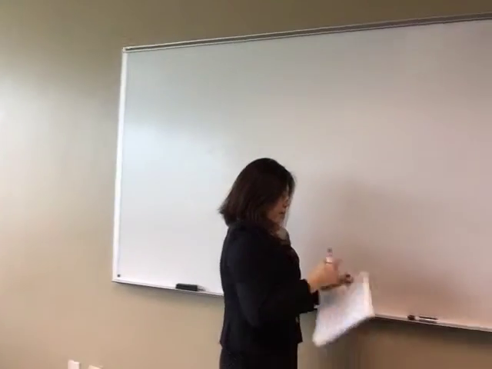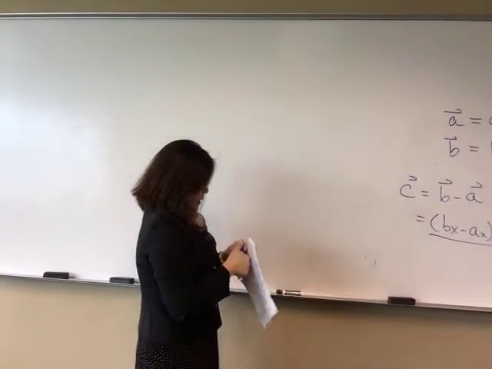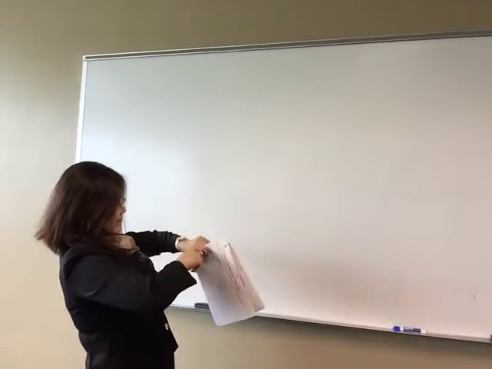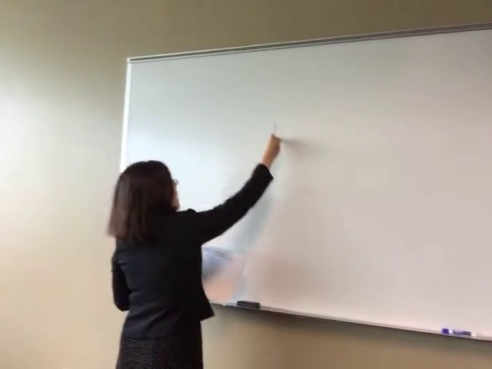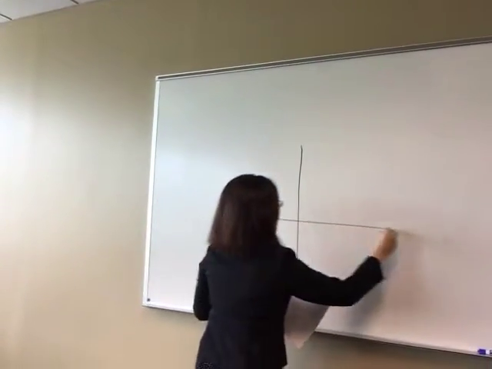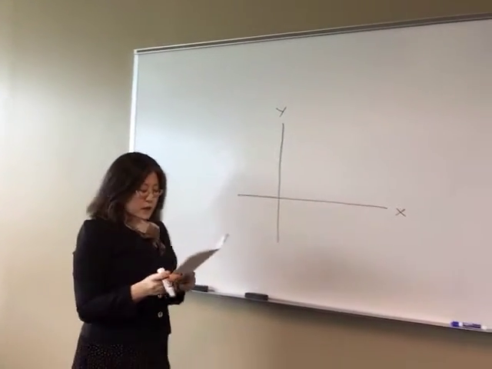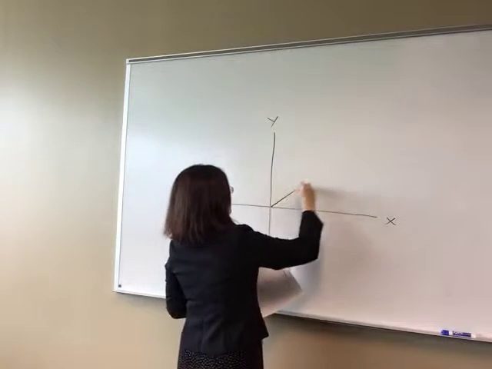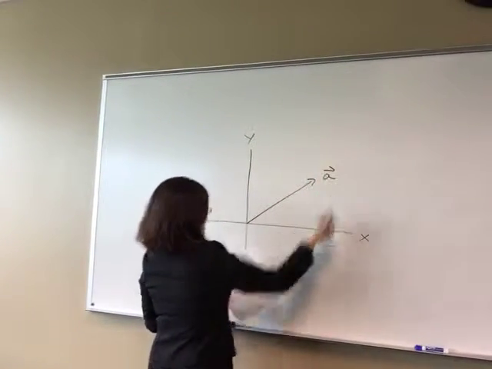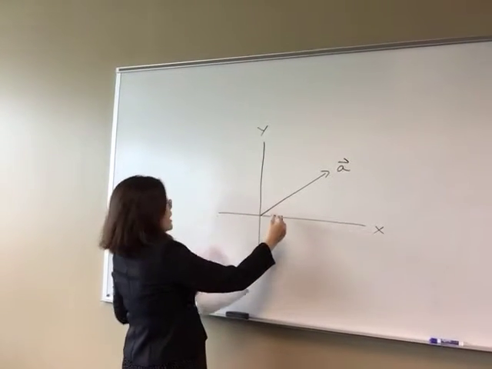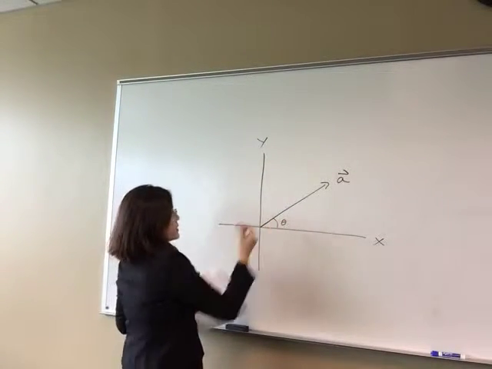All right, so let's say we have x and y axes. This is my x and y. And we have a vector pointing in this direction. That's a vector A, and it is making an angle theta with the positive x-axis.